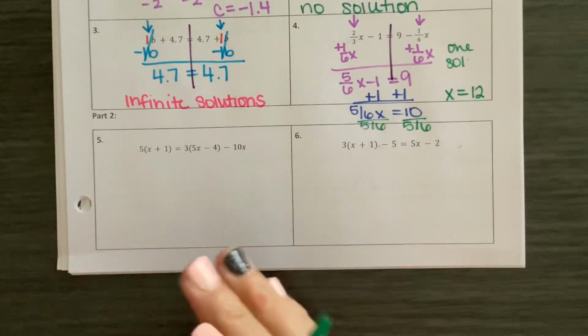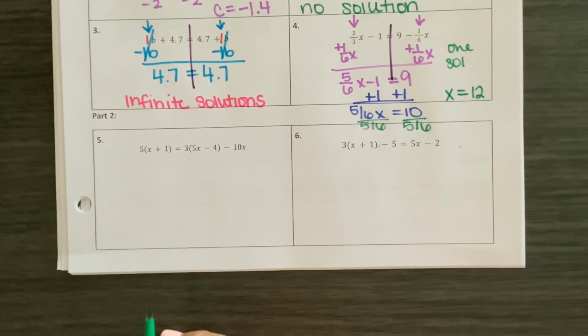Okay, so here's part 2. Part 2, I'm going to take it to that next level. If you look, you now have parentheses. Those parentheses signal that you're going to have to distribute first. We cannot identify a solution until you have simplified. Because when you simplify, that's part of the solving process. So here we go.